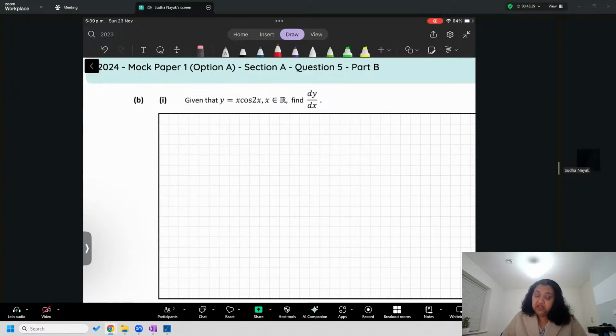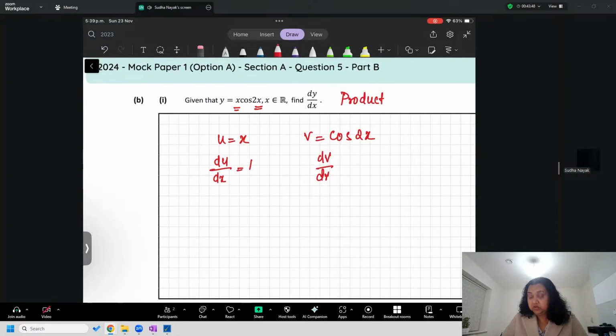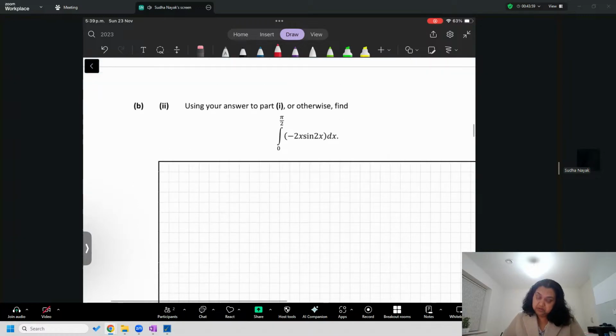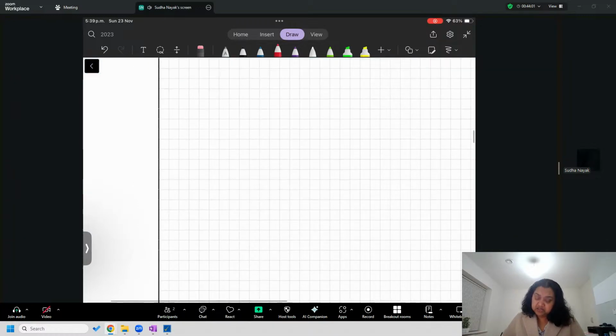Y is equal to x cos 2x. Again, the first is x, the second is cos 2x. Yeah, the 2 are multiplied together, so product rule. So u is equal to x, v is equal to cos 2x, du by dx is equal to 1, dv by dx is equal to minus sine 2x times 2. Okay, put it together, simplify it. Okay, that's done. Okay, there's an integration, I'll take it later.